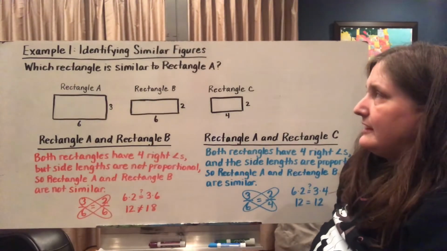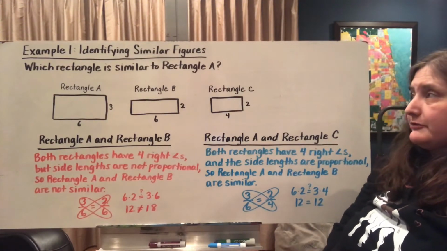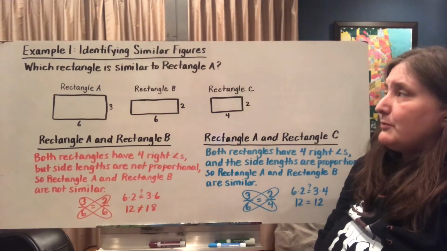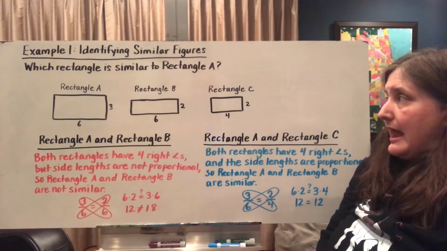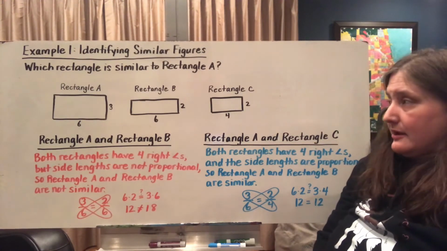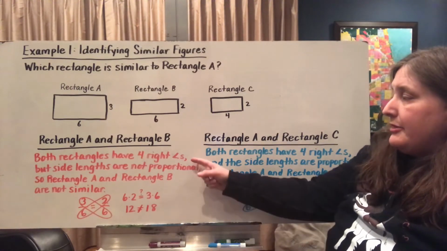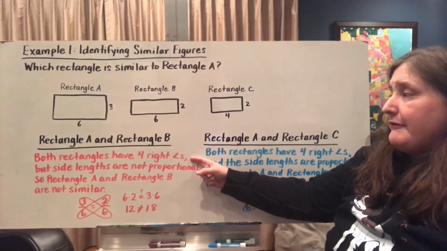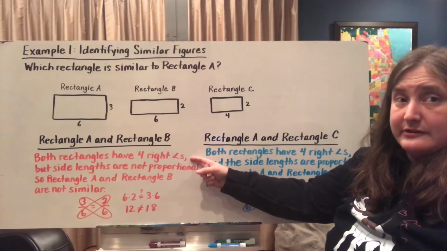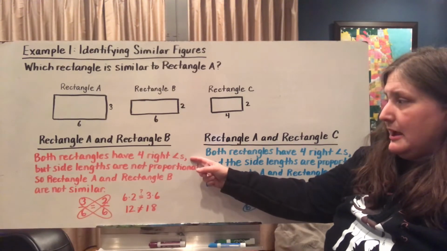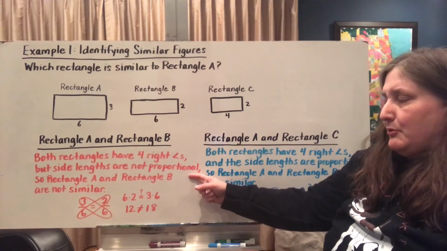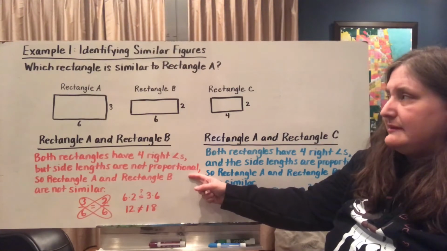So let's try to identify some similar figures. Here they're asking which rectangle is similar to rectangle A. We have three rectangles. So first let's compare rectangle A and rectangle B. They both have 4 right angles, so that's a good sign. All their angles are congruent. But the side lengths are not proportional, which means they're not going to be similar.